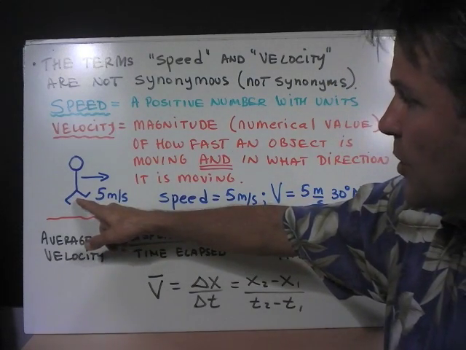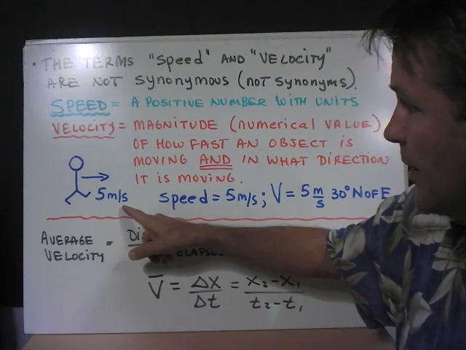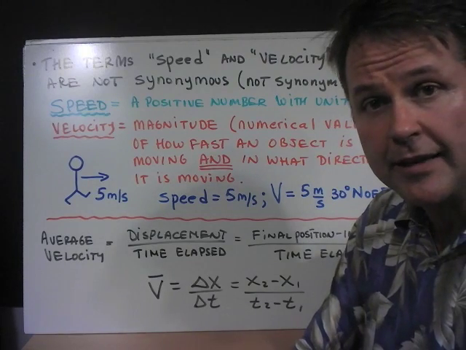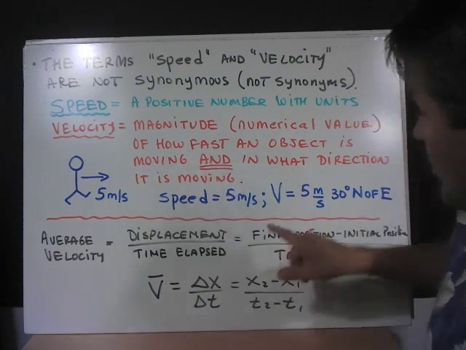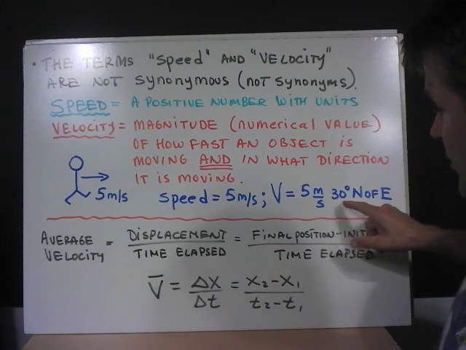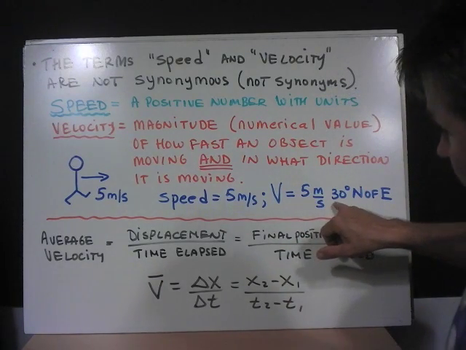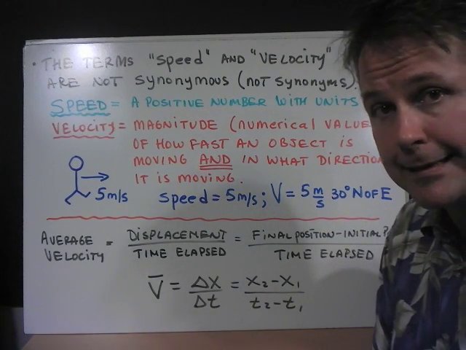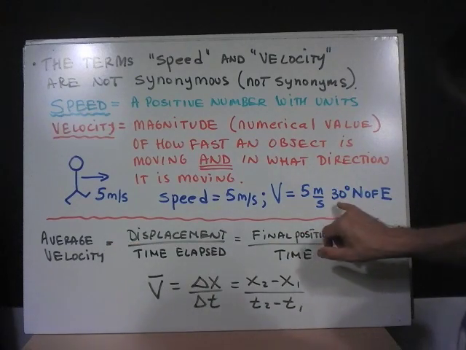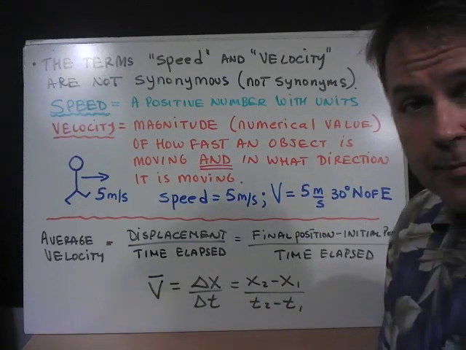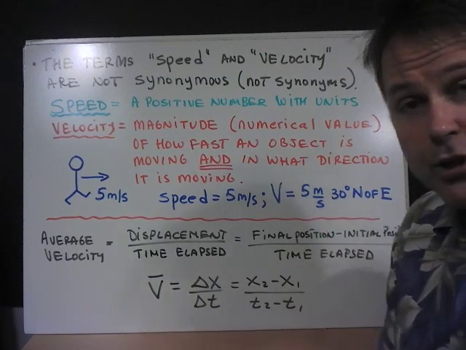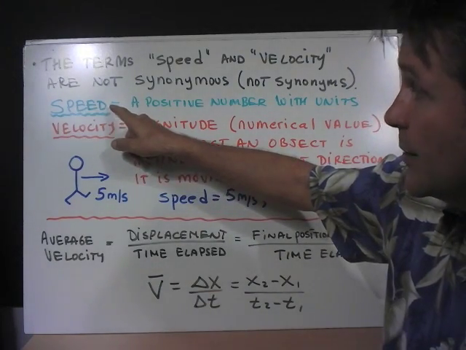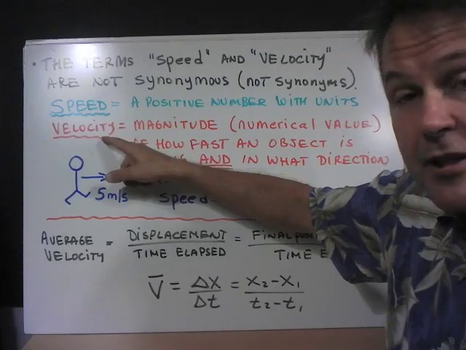So if we have a person walking at 5 meters per second, the way I have it drawn here, speed is just simply 5 meters per second. It's a number and a unit, but the velocity would be its speed plus the direction of travel. And I've written that the direction of travel is 30 degrees north of the east line. In the future, I'll spend some more time talking about the direction and the notation that we use. But just for now, understand that speed is just distance divided by time, where velocity is speed and direction.